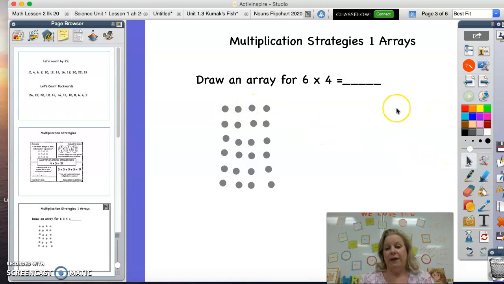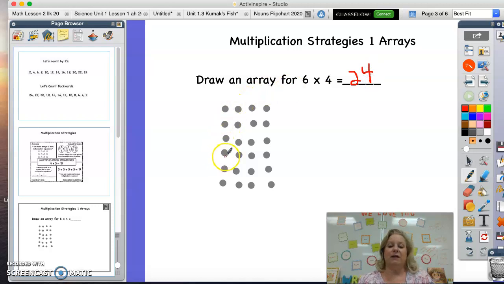Now, the way I can find the answer is I can come in here and count all of these circles, or I can come in here and add by 4 6 times. So 4 plus 4 is 8. Another 4 is 12. Another 4 is 16. Another 4 is 20. And then another 4 is 24. So I know my answer is 24. Or I can count by 6 4 times. 6 plus 6 is 12.